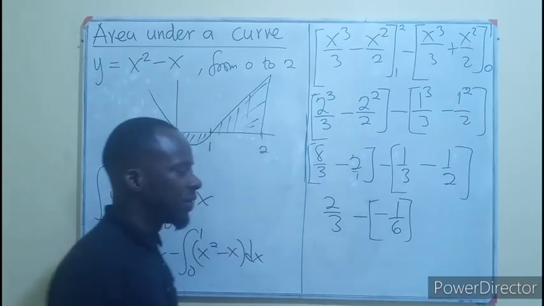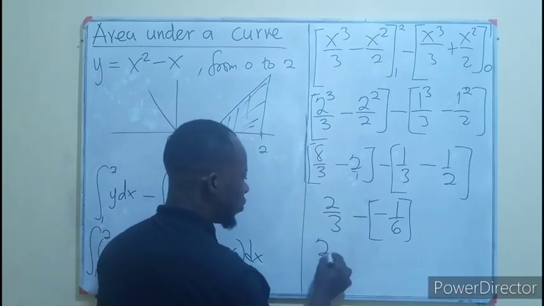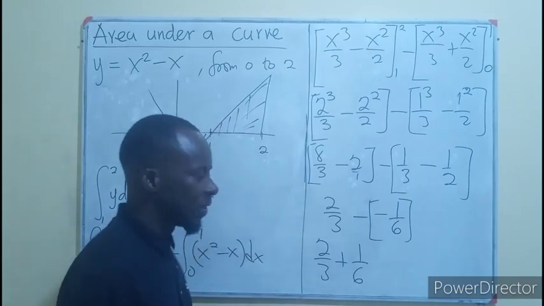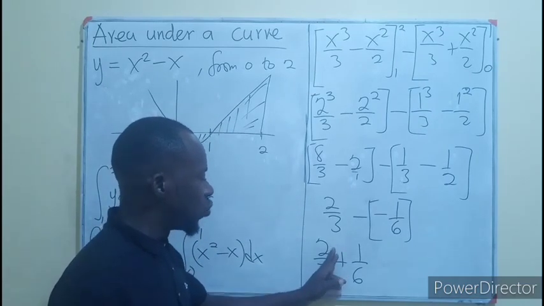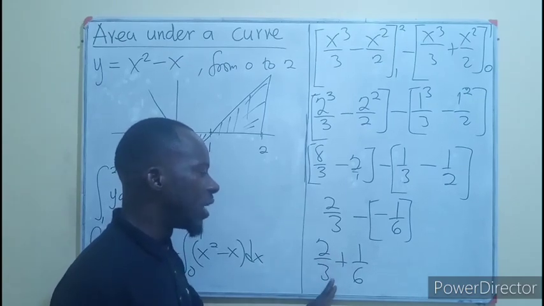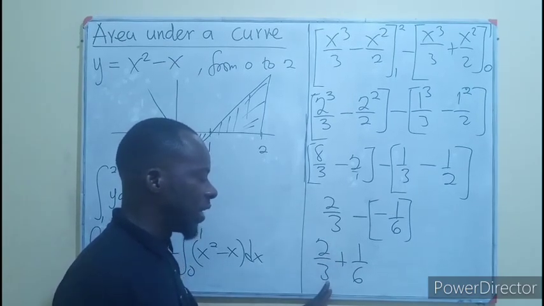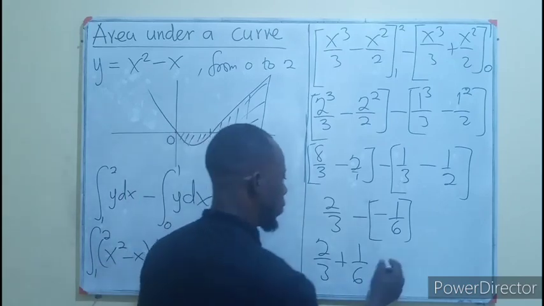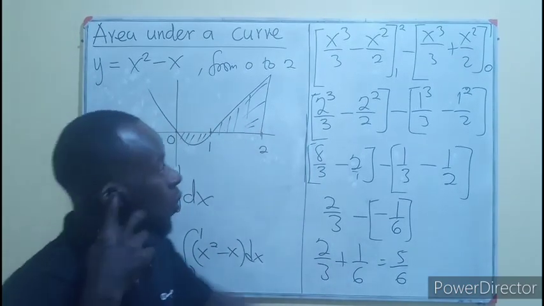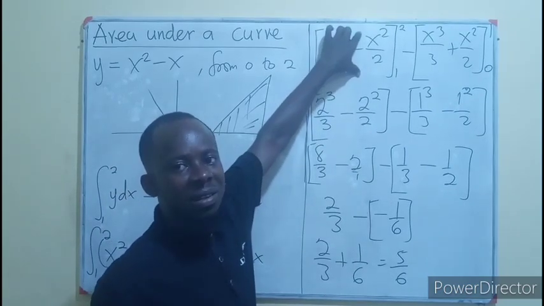If you remove the bracket, you'll be having 2 out of 3 plus 1 out of 6. So if I multiply here by 2, I have the same denominator. So 2 here, 2 here, become 4 out of 6. 4 plus this will give you 5 out of 6. That is for only the first part.